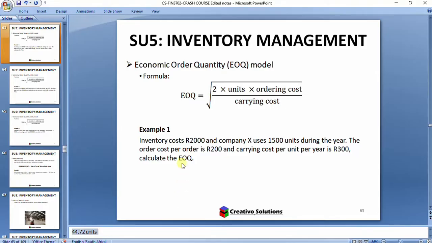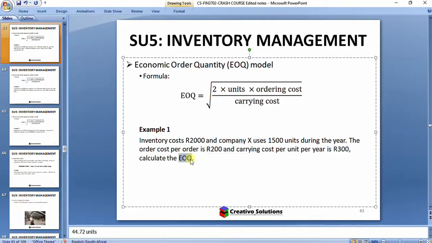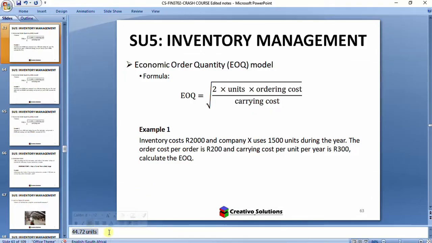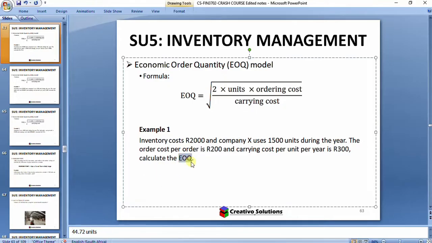So what does EOQ mean? EOQ says, for this particular business, they currently have inventory costs of 2,000. If they want to minimize or reduce those costs further, they would have to purchase goods in batches of 45. Every time they purchase, they need to place an order. Remember, it's an economic order quantity, EOQ.